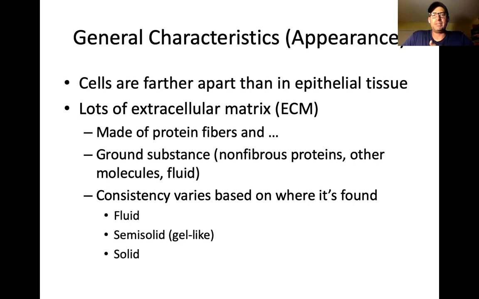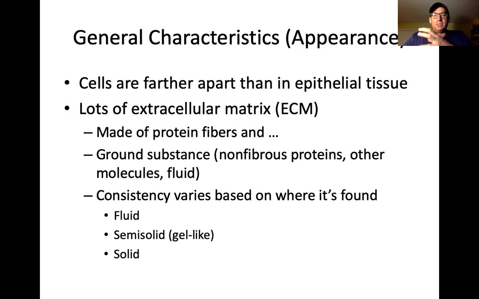Now, the ground substance consistency varies based on where it's found. It can be fluid, it could be semi-solid, which is kind of like a gel, or it could be solid. Blood is a connective tissue. So you've got all these red blood cells floating through your blood vessels, and they're in a fluid extracellular matrix. All that space between blood cells is filled with the plasma, which is the fluid extracellular matrix. We have the gel-like ground substance, and that is going to be what we have in the dermis, with the connective tissue in the dermis. And then solid connective tissue would be like in bone, where you've got the solid extracellular matrix.